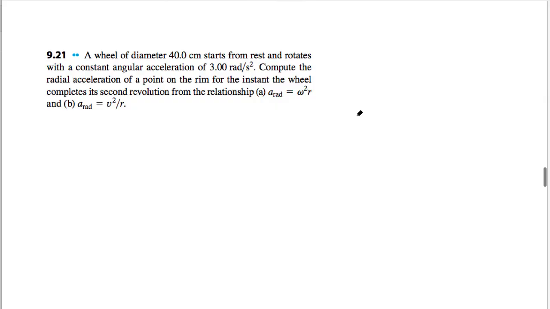For question 9.21, we have a wheel of diameter 40 centimeters. So I'll just sketch a quick wheel. And it has a diameter, we'll call it D, of 40 centimeters. It starts from rest, which means that our omega naught, our initial angular speed, is 0. And it has a constant angular acceleration of 3 radians per second squared.